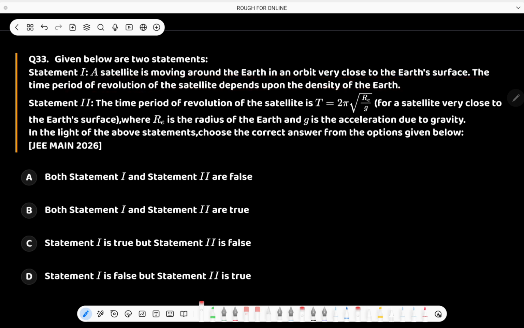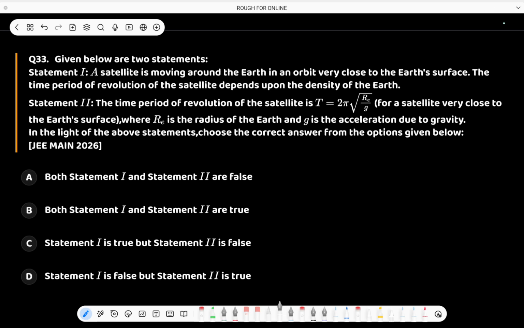Okay, then next is that the time period of the revolution of the satellite is this, for a satellite very close to earth's surface, where g is the acceleration due to gravity. First and foremost, the second statement is correct. This time period of a satellite that is revolving around the earth close to earth is this, the one given here. So that means this statement is exactly correct.